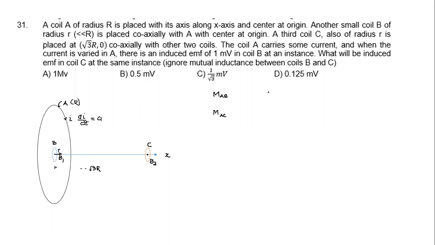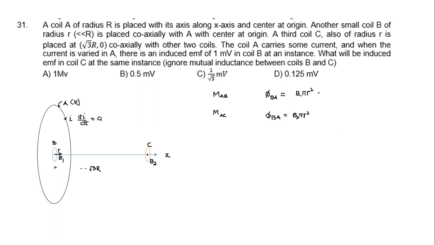So what will be phi1, the flux in coil B due to current in A? This will be equal to B into area, which is B1 into pi r square, cos theta is 1. And similarly, what is the flux in coil C when the current is in A? B2 into pi r square.